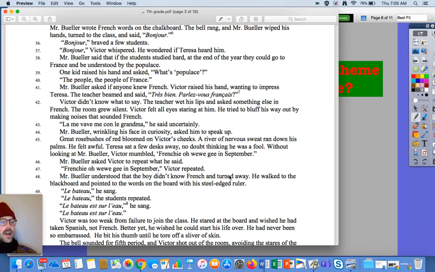He walked to the blackboard and pointed to the words on the board with a steel-edged ruler. Le bête, he sang. La bête, the students repeated. Le bateau est sur l'eau, he sang. Le bateau est sur l'eau.